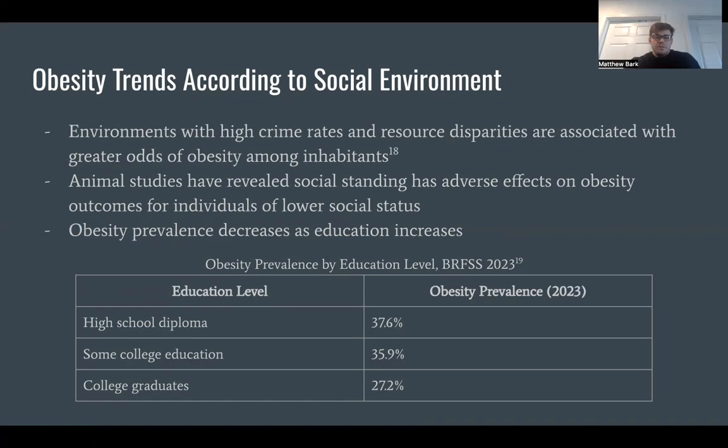Studies conducted on various mammal species have also revealed greater obesity rates among lower ranking counterparts in the social hierarchy, which does exist among the human population due to socioeconomic differences. Another social indicator of obesity prevalence and risk, as described earlier in the presentation, is education level, as college graduates have the lowest prevalence of obesity, indicating that education serves as a preventive method to obesity.